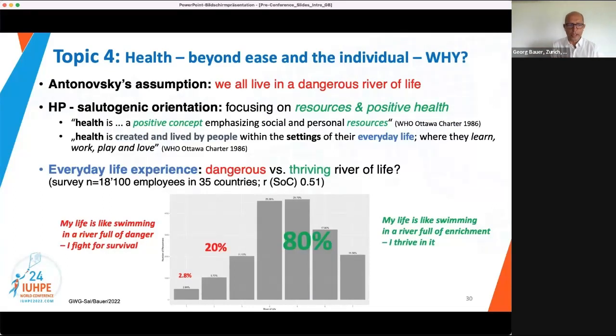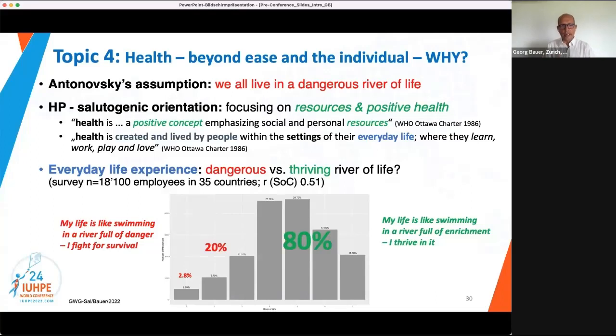We had this opportunity of conducting a huge study at the end of last year, still in COVID times, with 18,000 employees in 35 countries. And there I added one single-item question. Do you perceive your life rather, like here on the left-hand side, as swimming in a river full of danger and I fight for survival? Or on the 7-point Likert scale on the right-hand side, my life is like swimming in a river full of enrichment and I thrive in it.